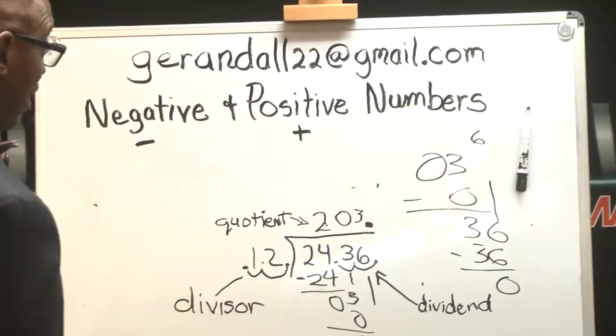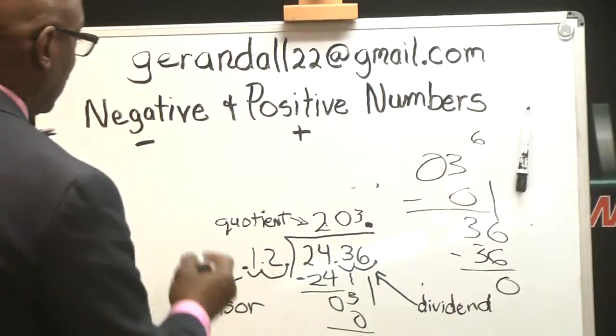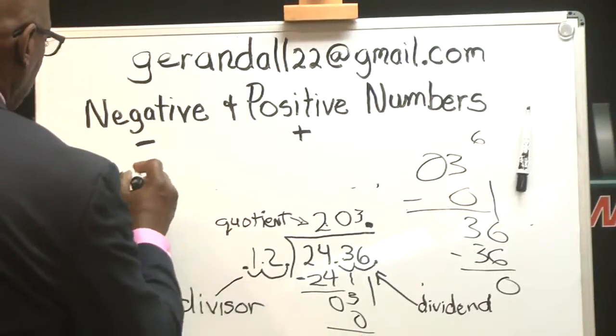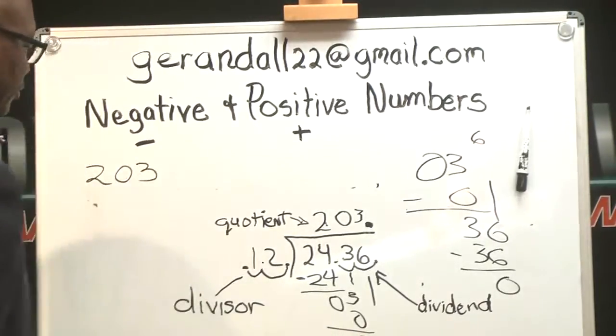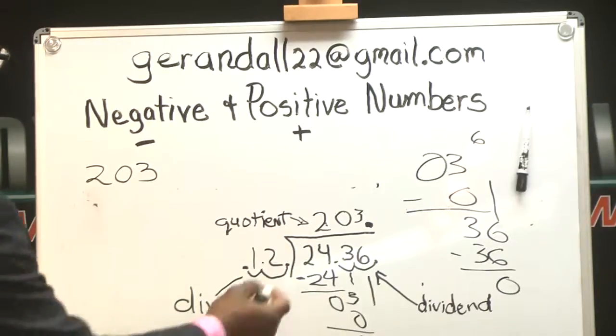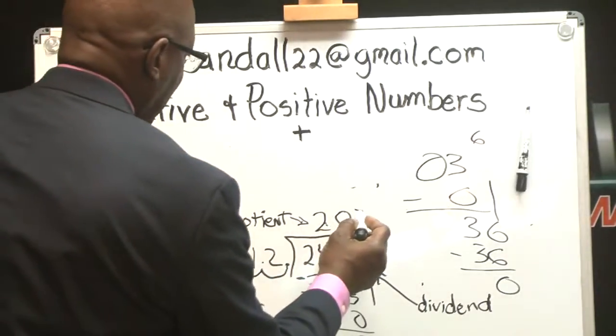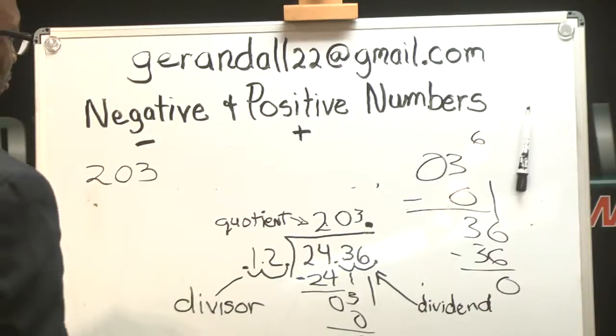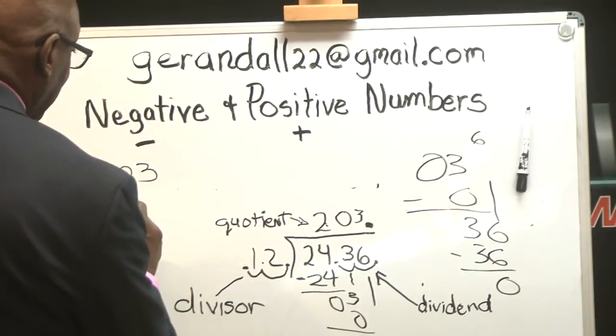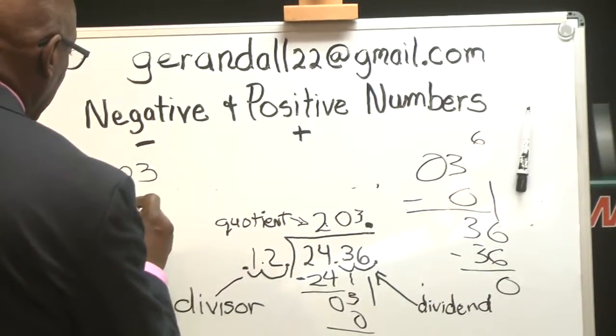Now we have to check our answer. And that's why we talk about multiplication. I talked about division first, and we multiply our answer, 203, by the original divisor, 1200ths.